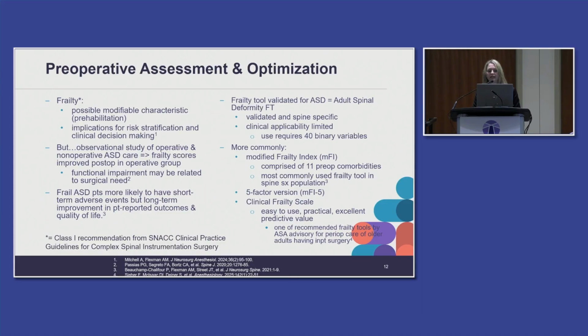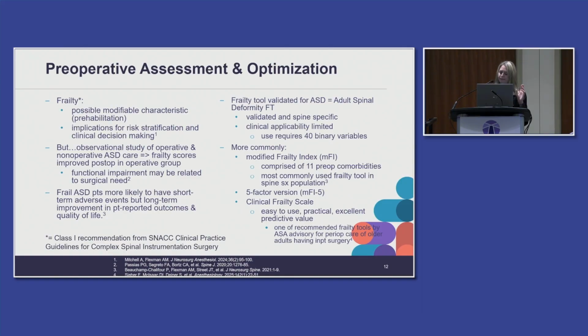As far as frailty assessment tools, there's one that's specifically validated for adult spinal deformity. Unfortunately, its clinical use is rather limited. It has 40 different binary variables. Much more commonly used is the Modified Frailty Index. That's comprised of 11 preoperative comorbidities, and it's the one most often used in the spine surgery population. There's a shorter one, a 5-factor one. There's the Clinical Frailty Scale. That one's easy to use, practical, has excellent clinical predictive value, and it's one of the recommended frailty tools.